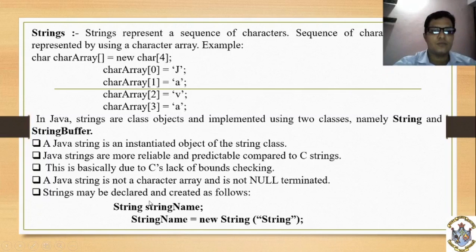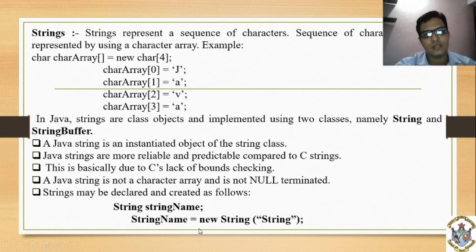Strings may be declared and created as follows. How do you declare the strings and how do you create the strings? Please observe here, String is the data type, and string name is the name of the string. So this statement indicates the declaration of a string variable. What does it mean? Declaration of a string variable. String is the data type, string name is the name of the variable, a variable of type String. Then what is this entire line called? Declaration of a string variable.